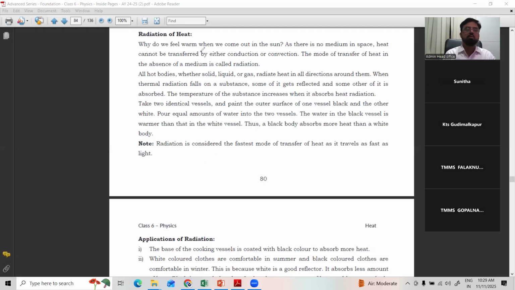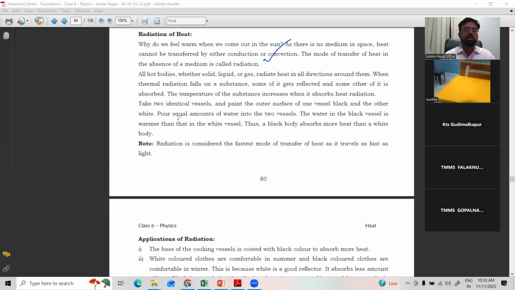So why do we feel warm when we come out in the sun? As there is no medium in space, heat cannot transfer by either conduction or convection. The mode of transmission of heat in the absence of a medium is called radiation. Right? All hot bodies, whether solid, liquid or gas, radiate heat in all directions around them. When thermal radiation falls on a substance, some of it gets reflected and some of it is absorbed. The temperature of the substance increases when it absorbs the heat radiation.